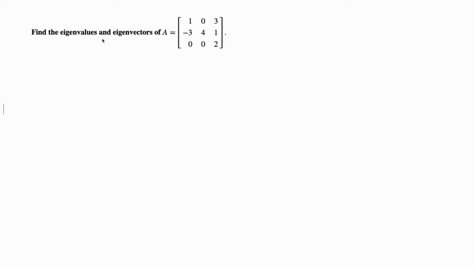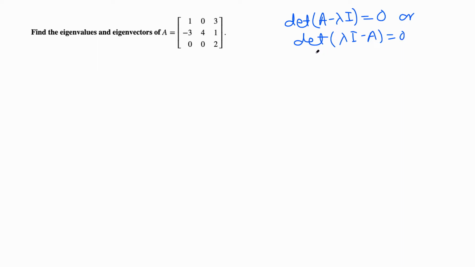Find the eigenvalues and eigenvectors of A. So first we find the characteristic equation, which is determinant of A minus lambda I equals 0, or determinant of lambda I minus A equals 0. So let me use this, same thing though.